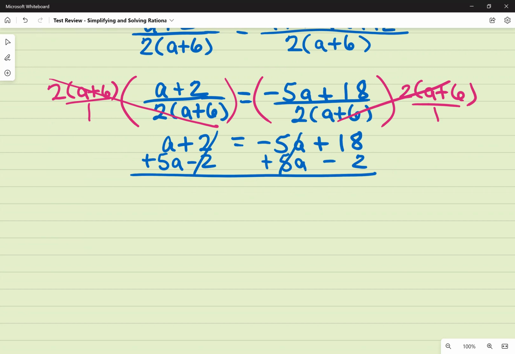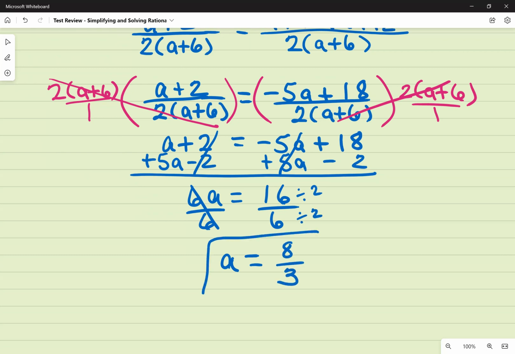And now I combine. I have 1a plus 5a is 6a, and then 18 minus 2 is 16. And now I want to solve for a by dividing both sides by that 6. That's stopping a from being by itself. And a can further be simplified because 16 and 6 are both divisible by 2, which leaves me with 8 over 3. So that's my final answer.